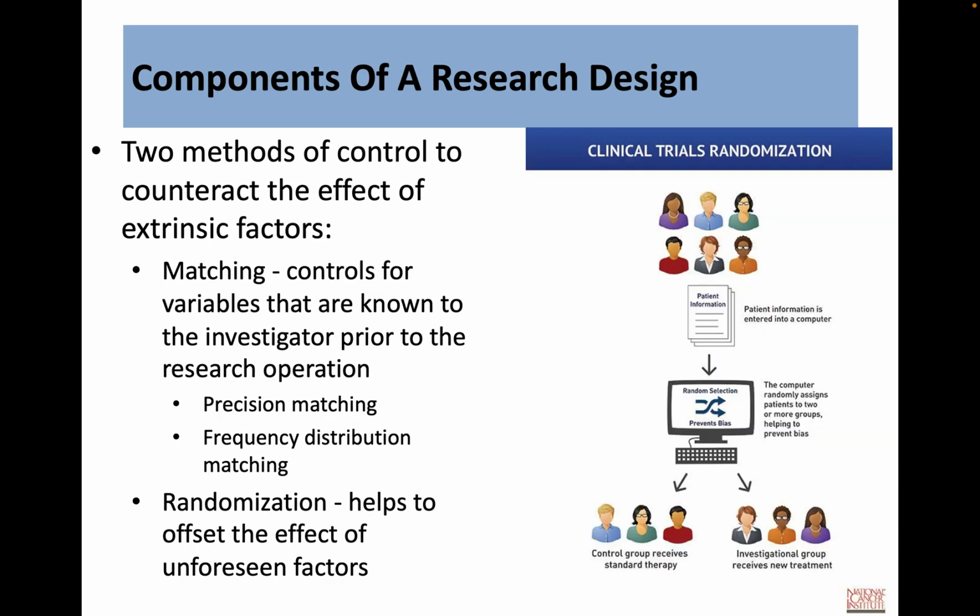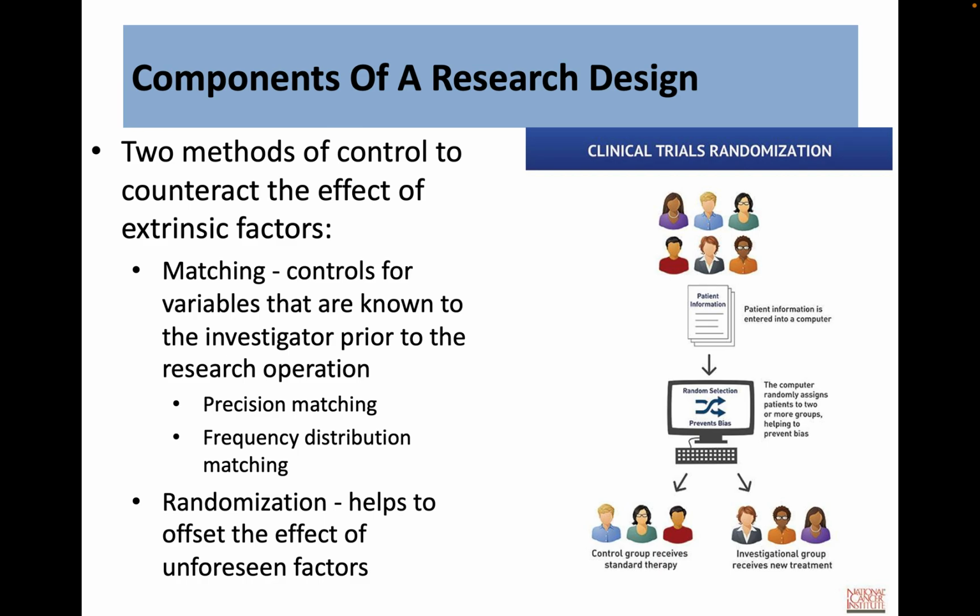Two methods of control to counteract the effect of extrinsic factors: matching, which controls for variables that are known to the investigator prior to the research operation, precision matching, and frequency distribution matching. And of course, that has to do with, are we talking about males and females? If we put too many females in one group and not enough females in the other group, is that going to skew my results? If we're talking about different races or ethnic groups, will that change the results?